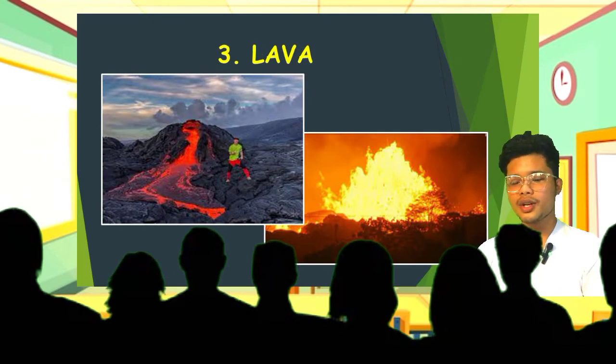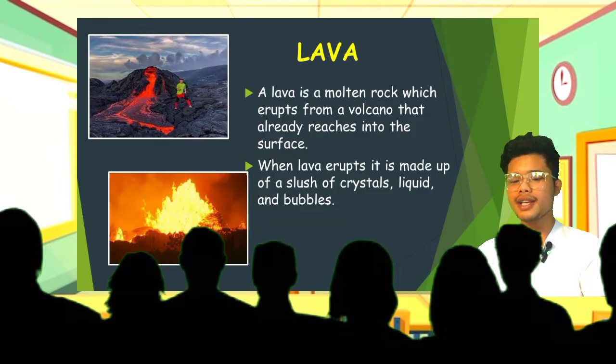The next one, the third part, is the lava. Class, I just want you to take note of the difference between lava and magma. Lava is a molten rock which erupts from a volcano. When lava erupts, it is made up of slush or crystals, liquid, and bubbles. Just to clarify, the magma is the molten rock inside the volcano, while the lava is the molten rock which erupts from a volcano and reaches the surface. That is the difference between lava and magma.